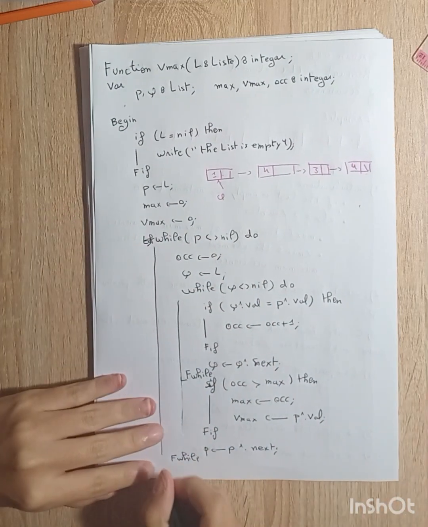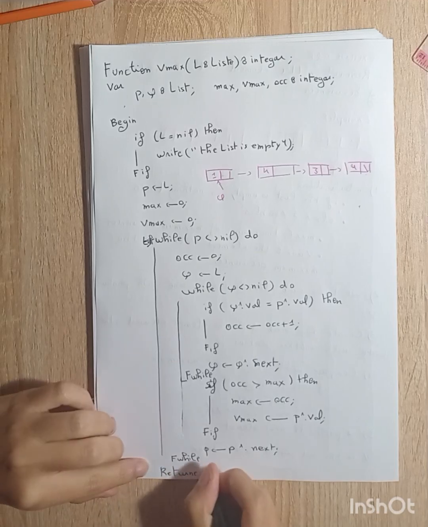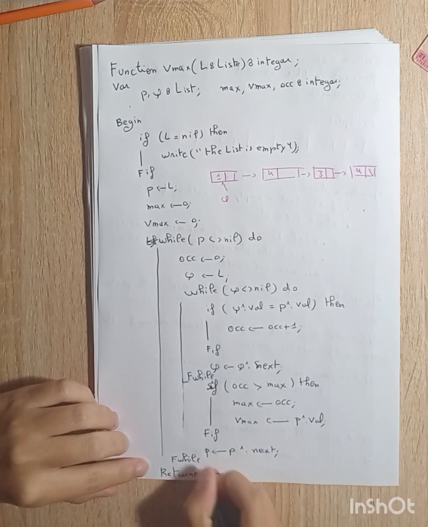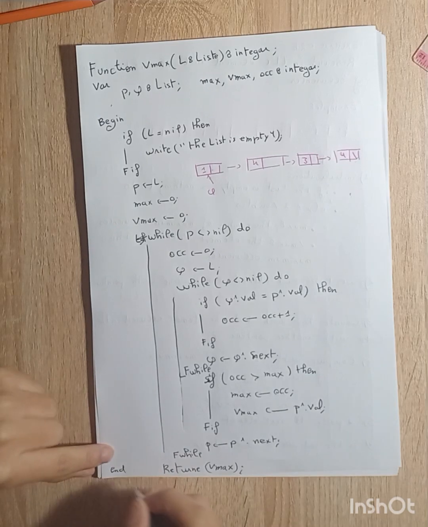At the end we return from that function. Return what? The Vmax.